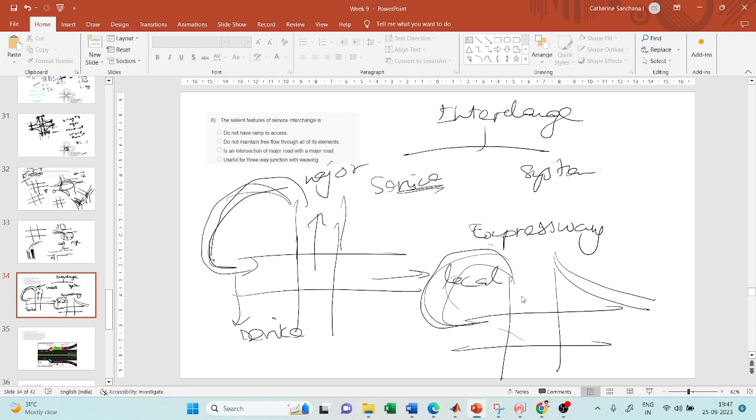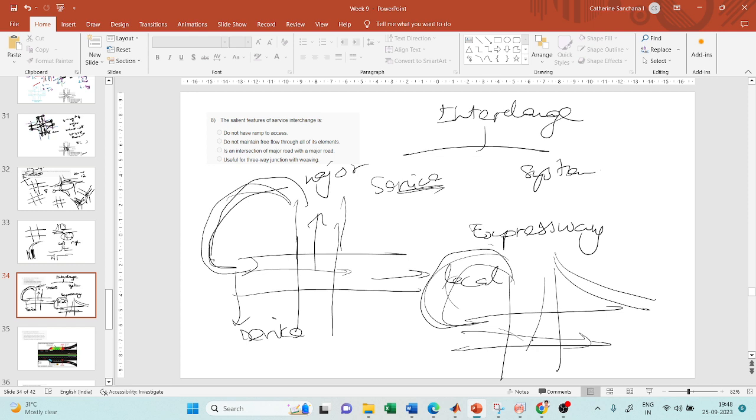No, there are a set of differences, but the major difference is this. So that is why a service interchange need not maintain a free flow, because it is connected to a local roadway, right? Whereas these two will maintain a free flow because they are major crossings. As per Sir's slides, this is the main definition: a service interchange does not maintain a free flow, whereas a systems interchange maintains a free flow.